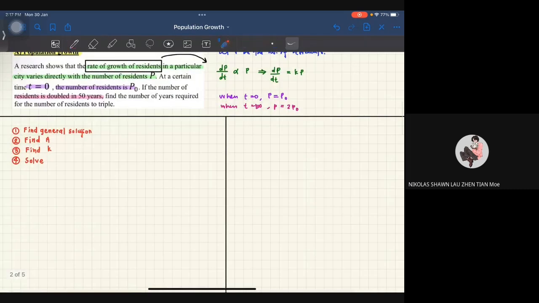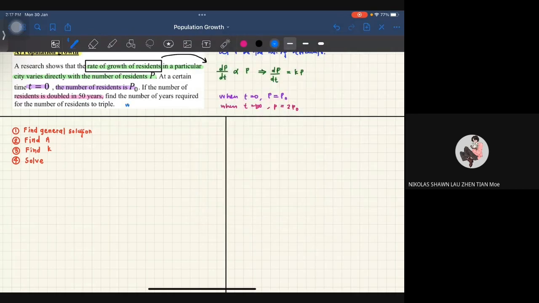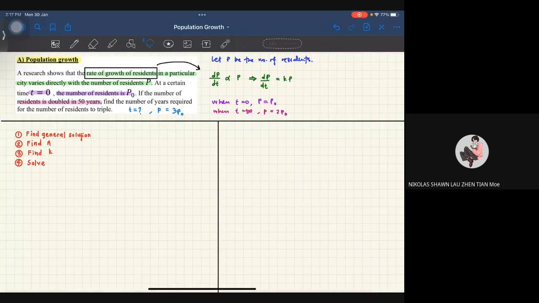Saya tak habis baca soalan lagi. Habiskan dulu baca soalan, and then dia kata find the number of years required for the number of residents to be triple. Okay, so maksud soalan kita sekarang adalah dia nak awak cari T bilakah awak punya P sama dengan triple. So 3P naught. This one. Okay, so let's solve this question. So saya buat ini ke sana dulu.